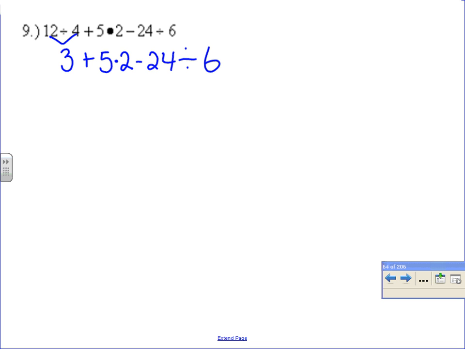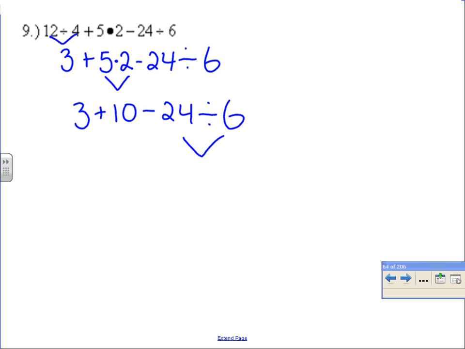Good. Multiply, divide from left to right. So now we take care of 5 times 2. Adam, you with me? So 3 plus 10 minus 24 divided by 6. Okay, Zach, now what? What kind of 24? No, what kind of 24 is that? Alyssa, what kind of 24 is that?